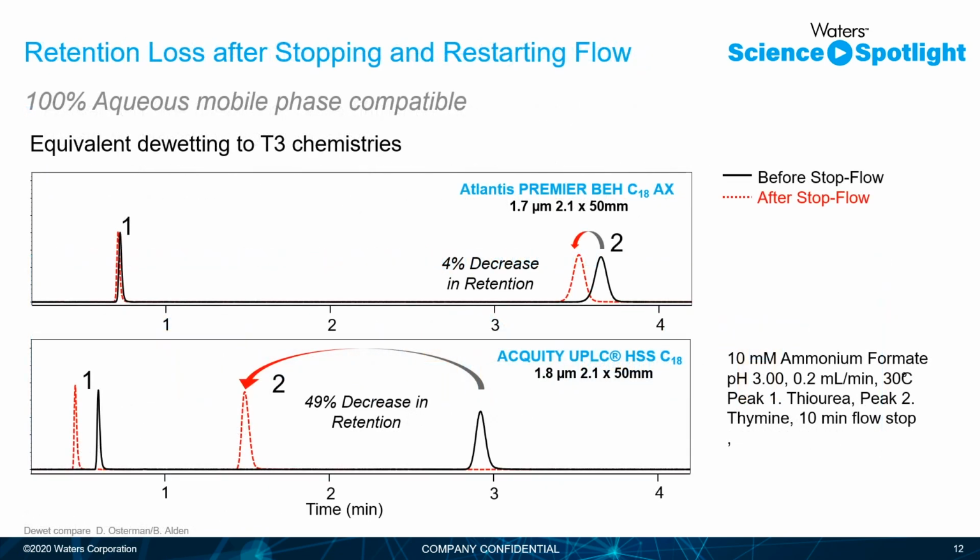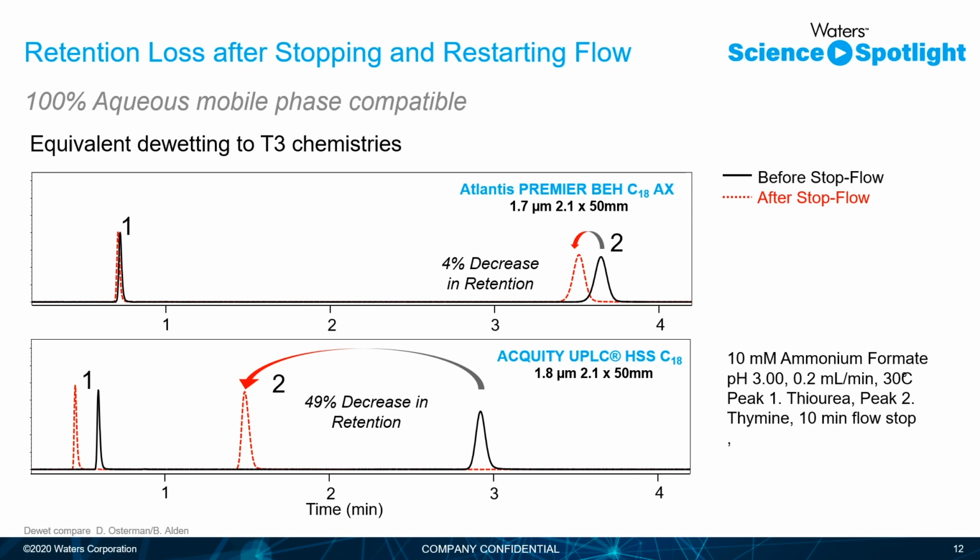So what does this look like chromatographically? This is a retention loss after stopping and restarting the flow using 100% aqueous mobile phase conditions. If we look at the top chromatogram for the Atlantis Premier BEH C18 AX column, we see the black trace is the initial fully wetted retention factor of this column. After we've stopped the flow and restarted it in 100% aqueous, that's the red dotted trace. We see roughly about a 4% decrease in retention.